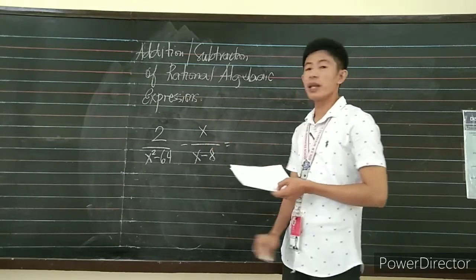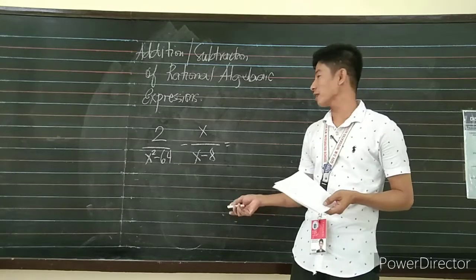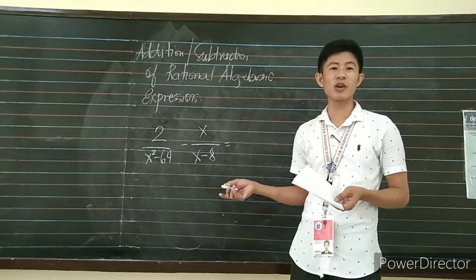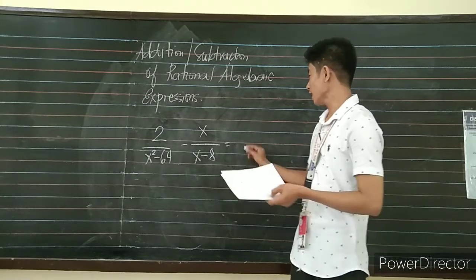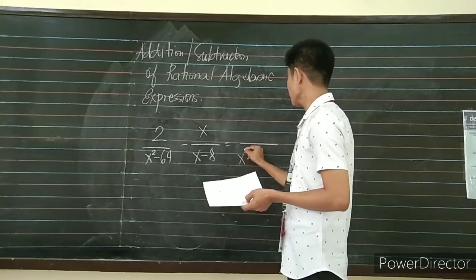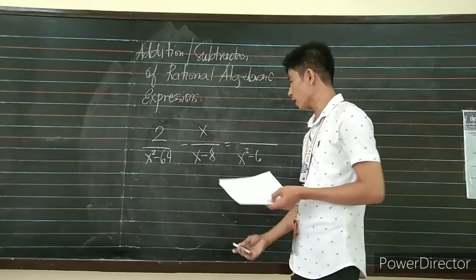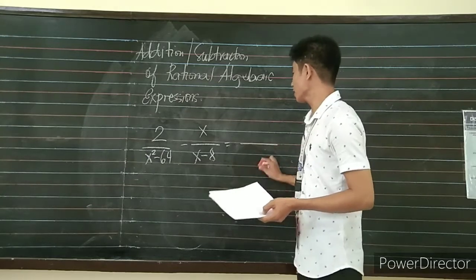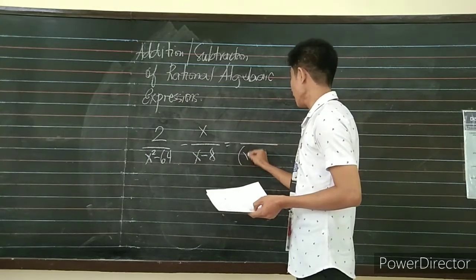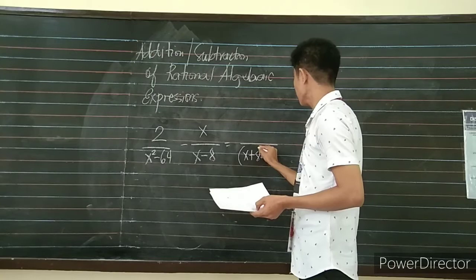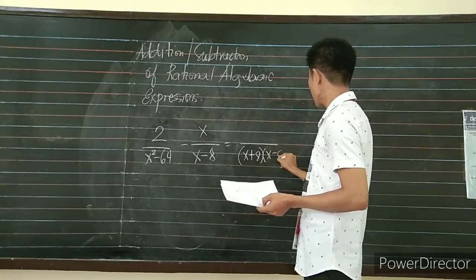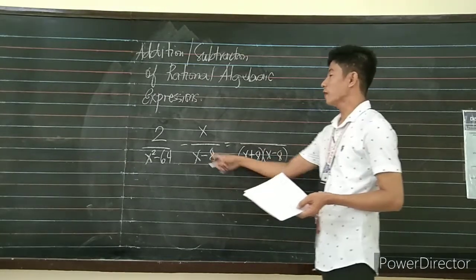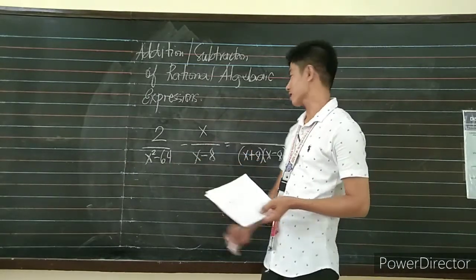In this type of problem, we need to find the LCD or the least common denominator of the 2 fractions, and that is equal to x squared minus 64, or in factored form, that is equal to the quantity x plus 8 times the quantity x minus 8, by applying the factoring of the difference of 2 squares.